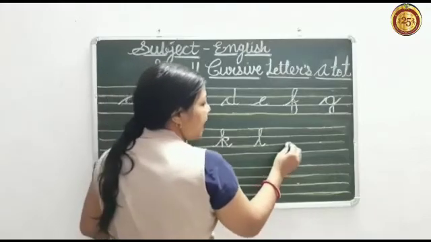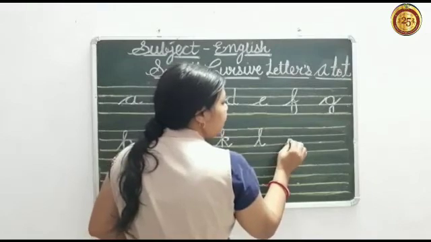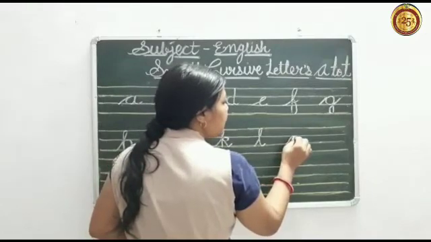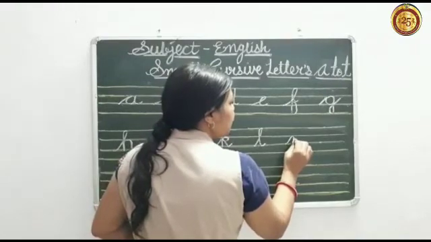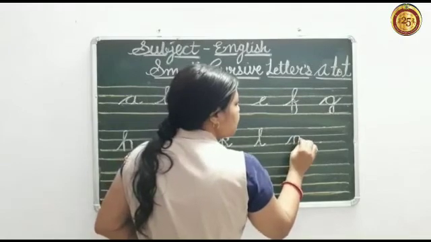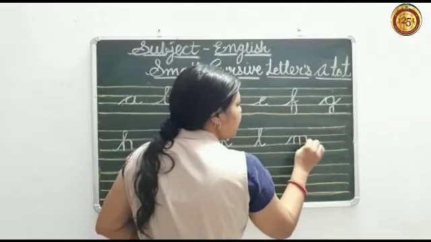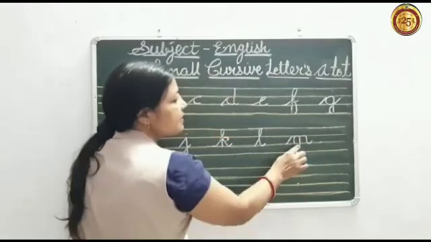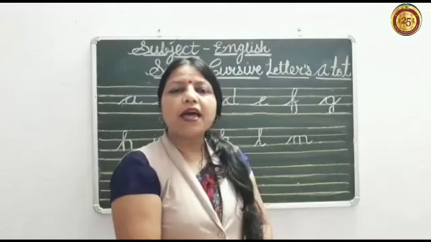We will write here M. Put your pencil here on second blue line. Take it upward, touch the first blue line, come down, touch the second blue line, go up with same line, turn it like this, come down, go with same line, turn it, come down, and we will turn it like this. This is M, small cursive letter M. M for mango, M for monkey.